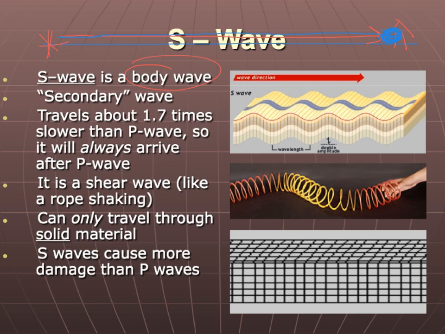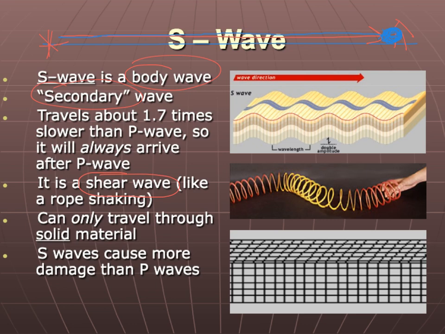There's a lag. It's called the lag time, the difference in arrival between the P wave and the S wave, and it is going to be very, very important. We'll talk about that in a minute, but let's get back to the S wave. S wave is for secondary. S wave is for side to side or shear motion.